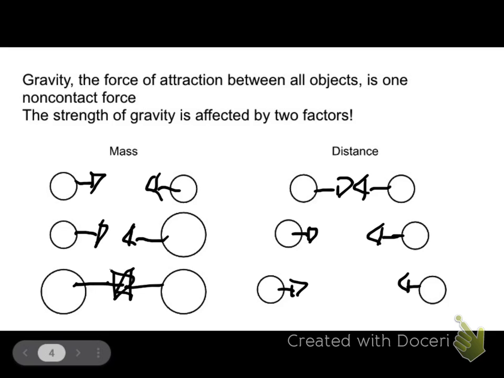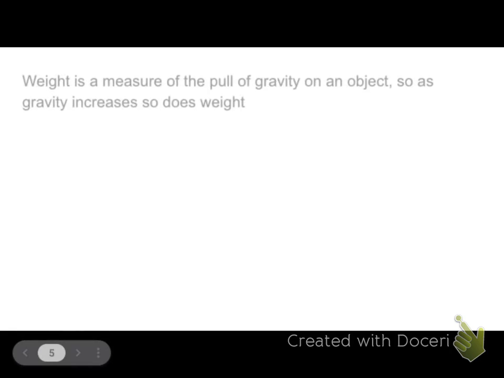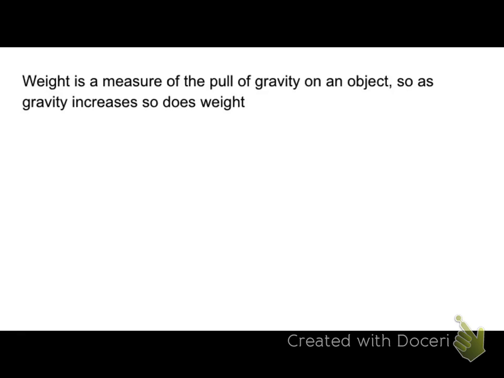When we're talking about gravity, we have to also mention weight. Weight is a measure of the pull of gravity on an object. So, as gravity increases, so will the weight of objects. This is why your weight here on Earth is more than if you took your weight on the moon. Gravity on the moon is about 1/6 what it is here on Earth, so your weight would be roughly 1/6.